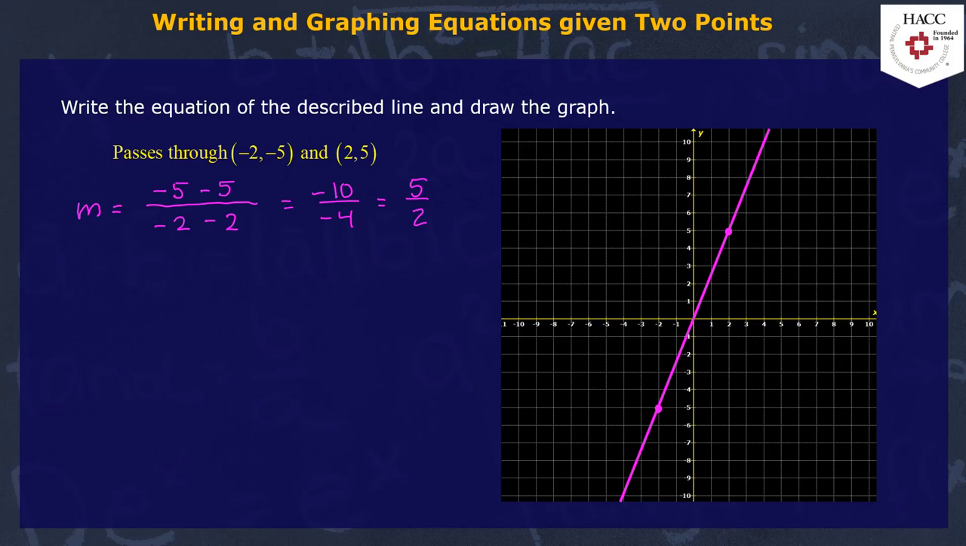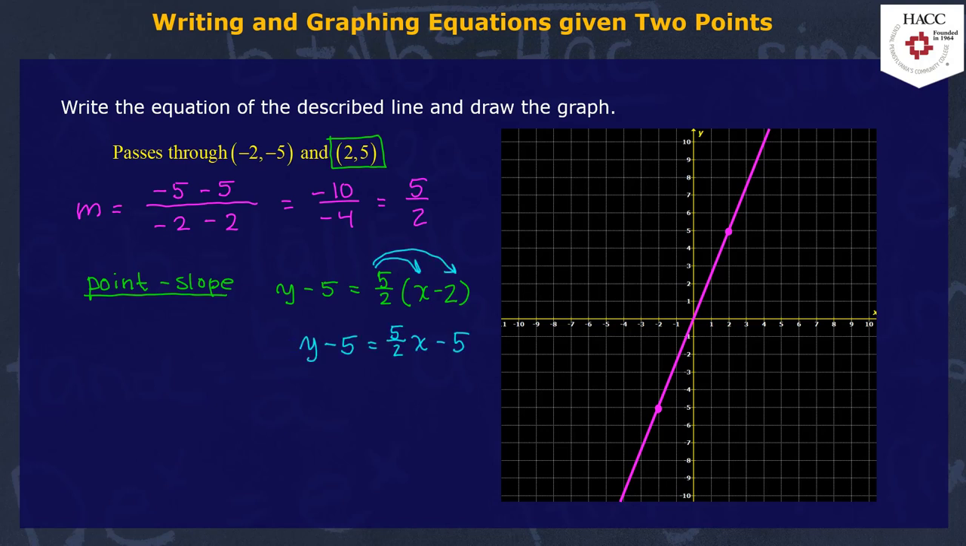So a point slope form of the equation of the line, if I'm using 2, 5 as my quote-unquote starting point, is y minus 5 equaling 5/2 times the quantity x minus 2. If I want to convert that to slope-intercept form, I would distribute the 5/2 and get y minus 5 equals 5/2 x minus 5. And then I would add 5 to both sides and get that y equals 5/2 x.